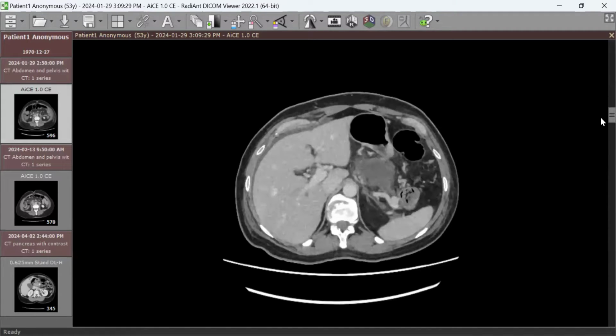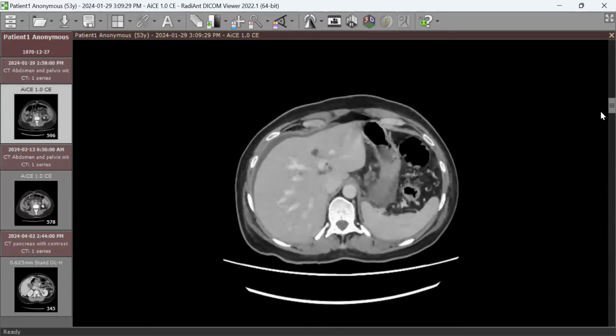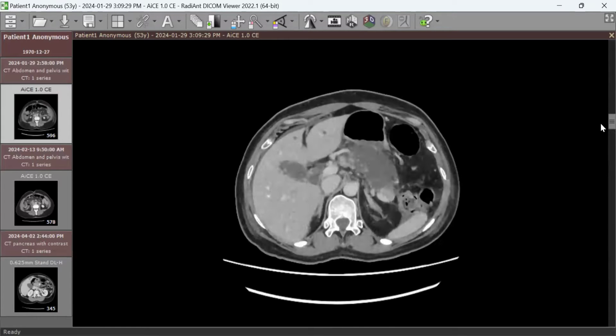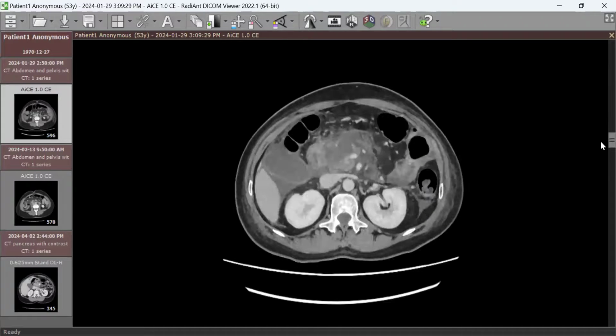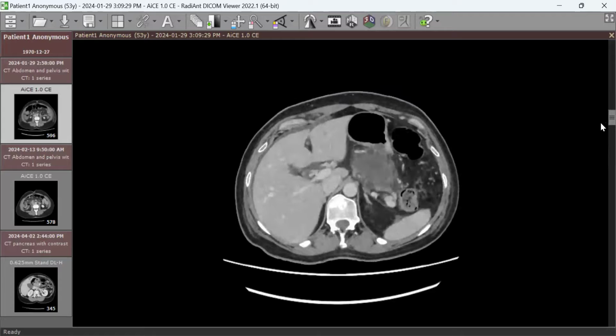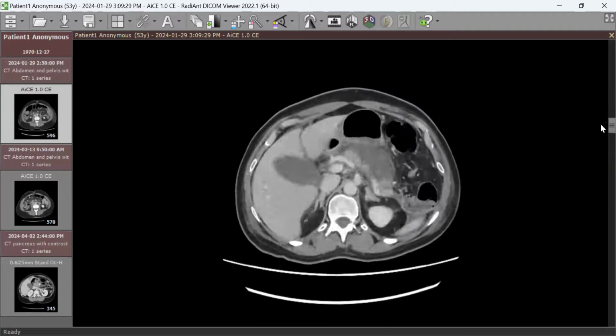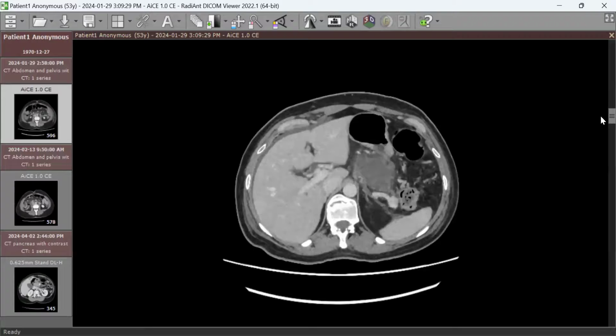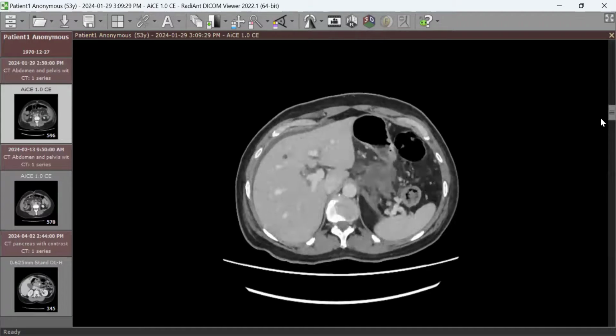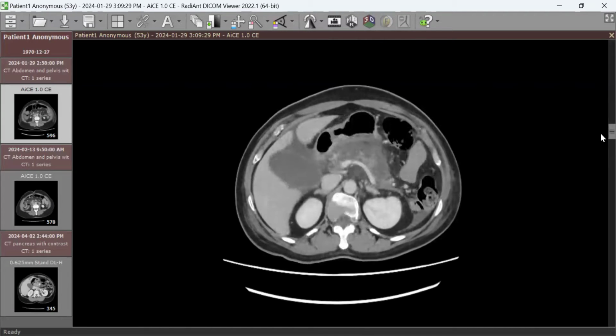What are the most common causes of acute pancreatitis? Alcoholic pancreatitis, and choledocholithiasis, bile stones. Exactly. So regarding the gallbladder, do we see any stones? No. Okay, we see just a distended gallbladder, and we follow the biliary tree. There is mild dilatation.